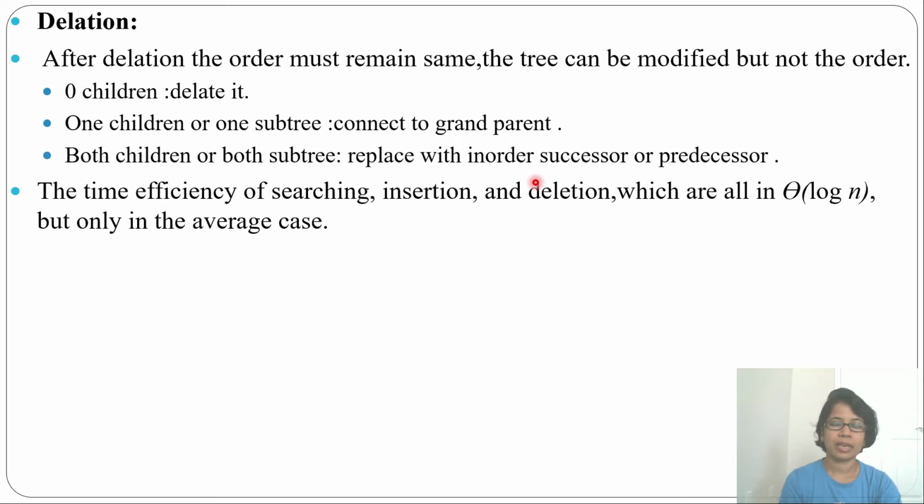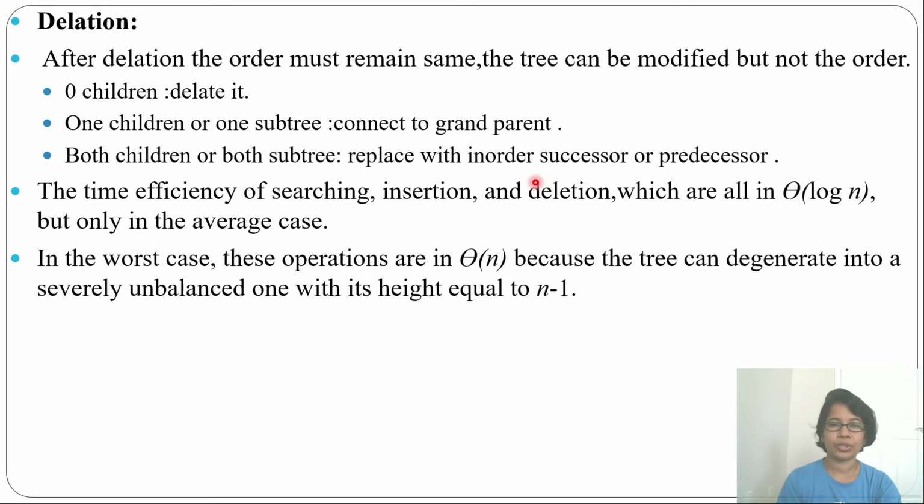So what is the time efficiency? Time efficiency is theta of log n in the average case for searching, insertion and deletion, and in the worst case it will be theta of n. Why theta of n? Because it can generate a severely unbalanced tree, like a left skew or right skew tree. So that's why it is theta of n.